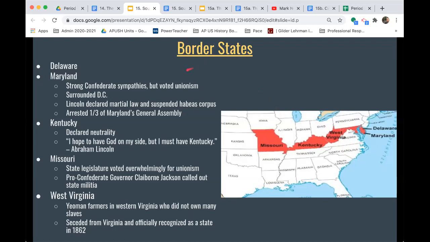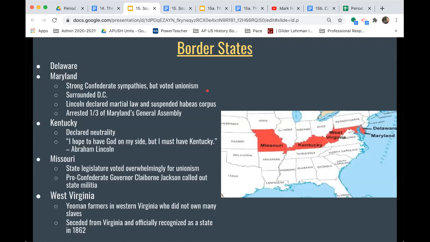So Maryland has some strong Confederate sympathies, some strong pro-Southern loyalties. But when they vote yes or no on secession, they vote to stay in the Union, right? They vote not by a lot, but they vote to stay in the Union. And because they surround Washington, D.C., Maryland is vitally important to keep in the Union.